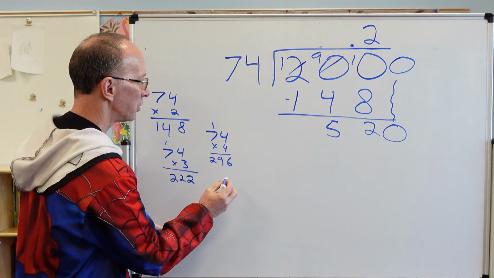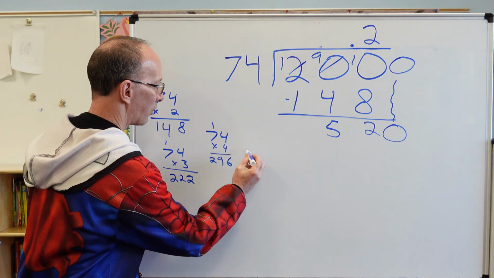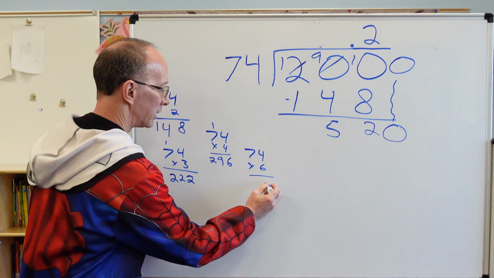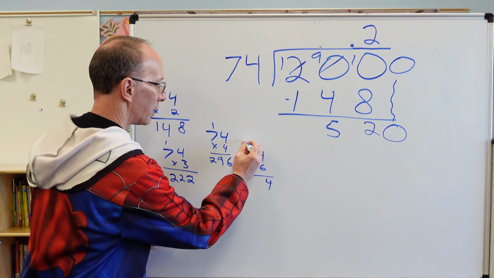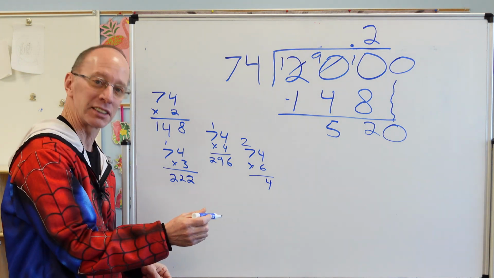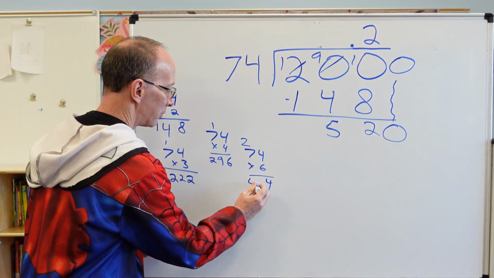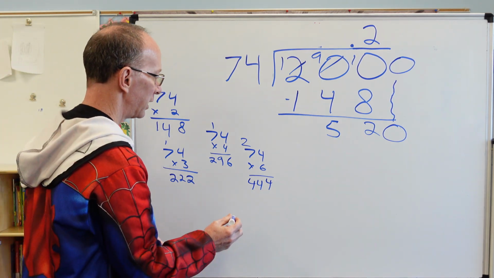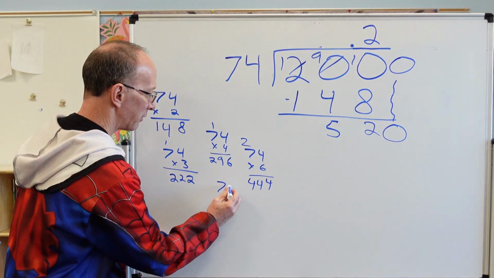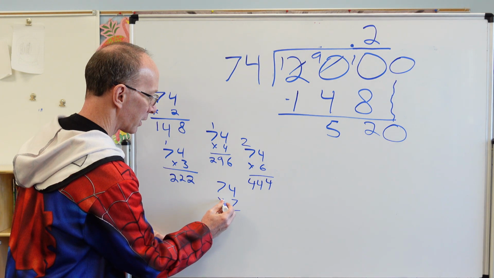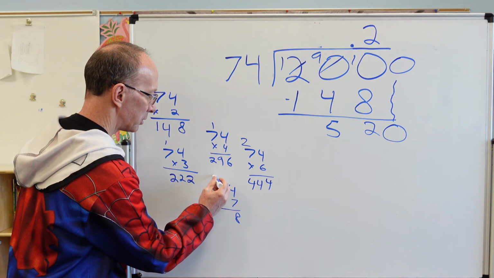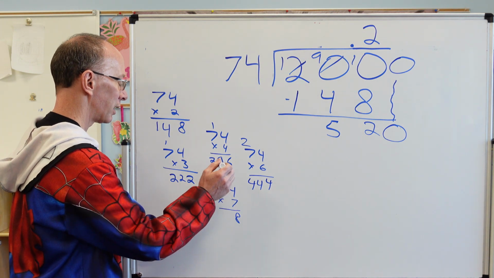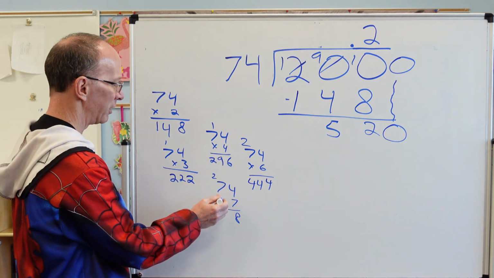So I'm going to do, maybe I'll try 74 times 6. So 6 times 4 is 24. And 6 times 7, 42, and 44. All right. I think that's probably close enough. I'm going to try 74 and 7 right here. 7 times 4 is 28. Put the 2 up here. 7 times 7 is 49, 50, 51.